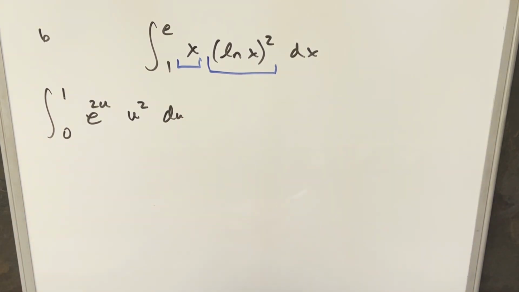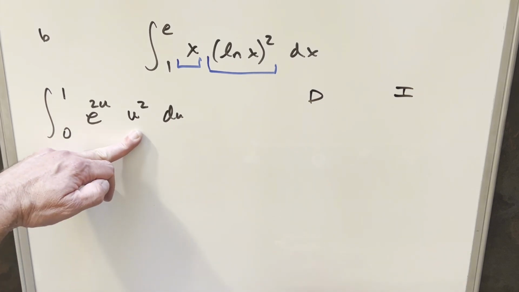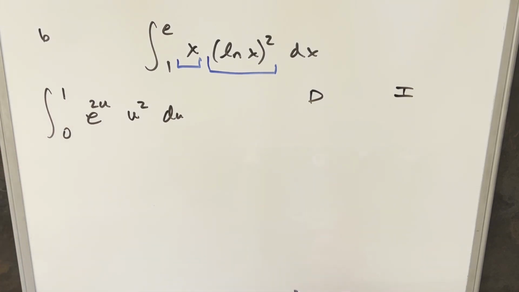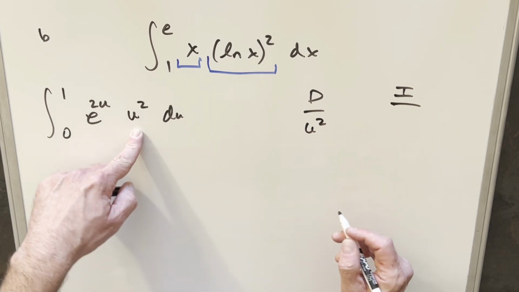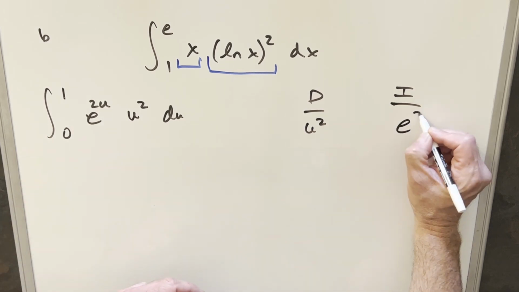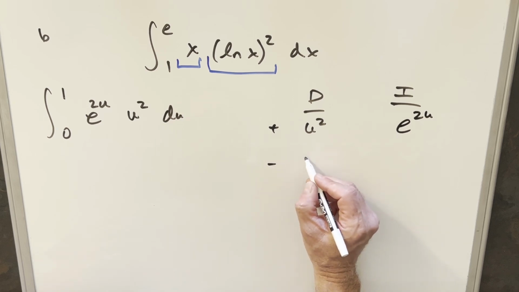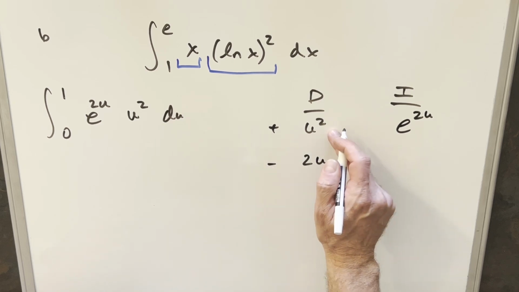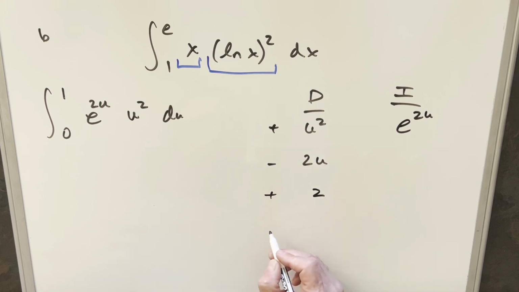What I'm going to do on this is the DI method or tabular integration. I think the reason I like it this way is because now we know that we can differentiate u squared all the way to 0. Maybe it's kind of a personal preference, but I'm going to differentiate u squared and integrate e to the 2u. And then let's differentiate this a whole bunch of times. So we're going to have 2u for the first derivative of u squared. For the next one, derivative of this is going to be 2. One more time, derivative is just 0.